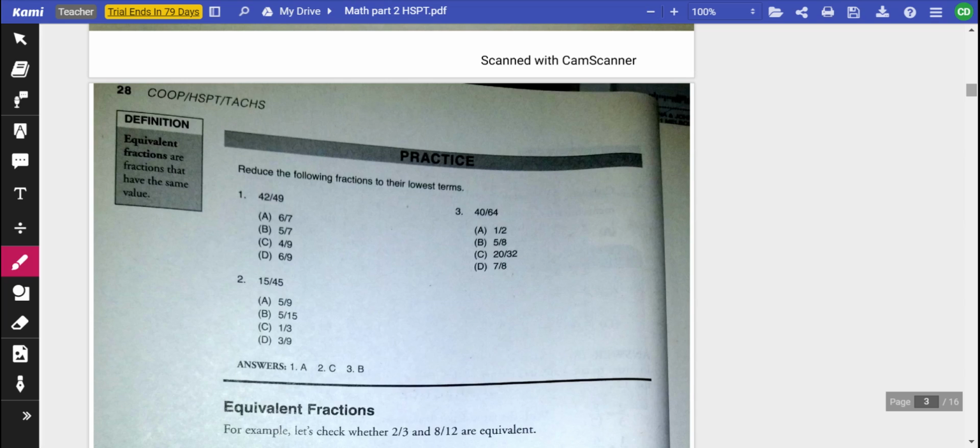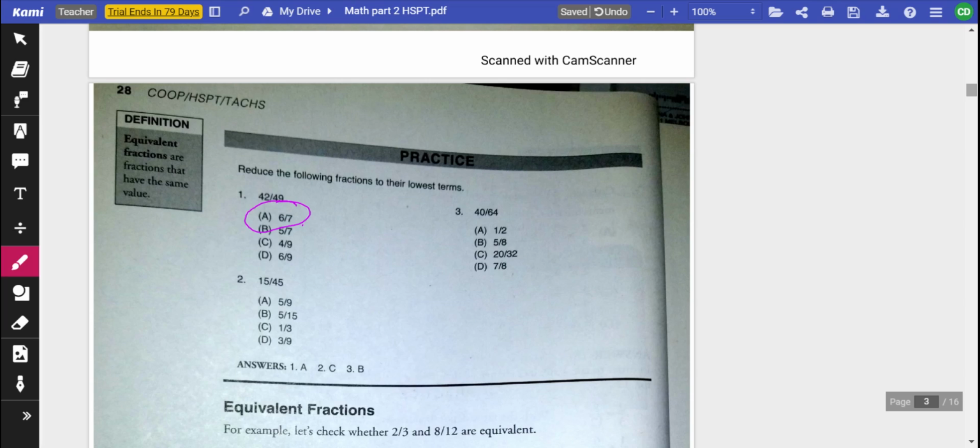So what can I divide both of these by? I can divide them both by 7, and 42 divided by 7 is 6, and 49 divided by 7 is 7, so I already know it's A. How did I magically get that? I looked at the GCF between 42 and 49. That was it. And I knew my GCF was 7, so I divided both by it.